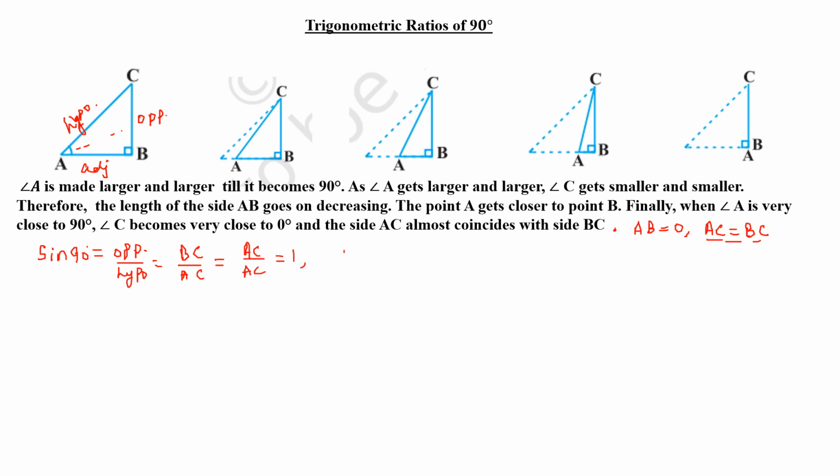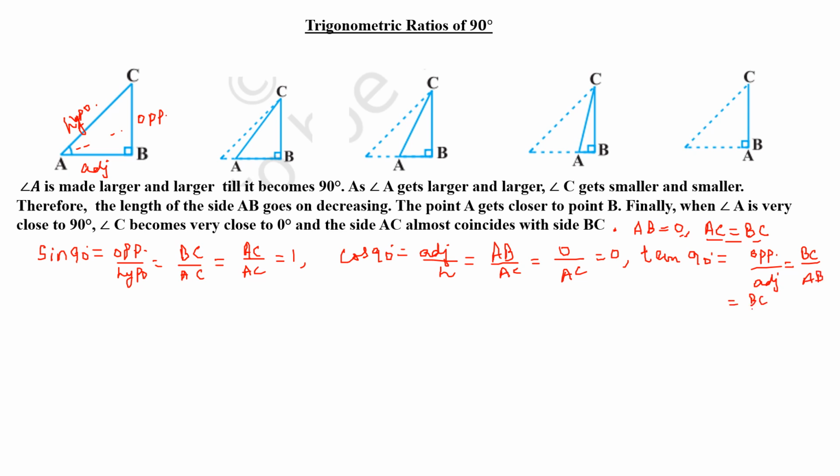Now cos 90 degree is adjacent by hypotenuse. Adjacent is AB, so AB by AC. And what happens to AB when angle A is 90? It becomes 0. So 0 by AC will be equal to 0. And tan 90 degree is opposite by adjacent. From here you can see your opposite is BC, so BC by AB. Now AB becomes equal to 0, isn't it? BC by 0 means it is not defined. So your tan 90 is not defined.